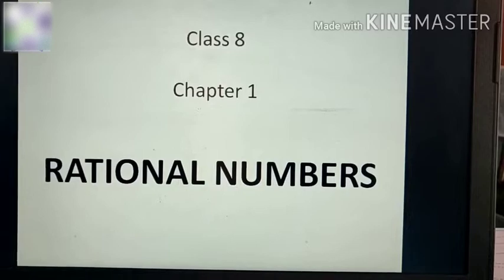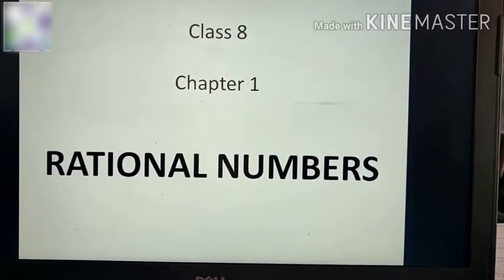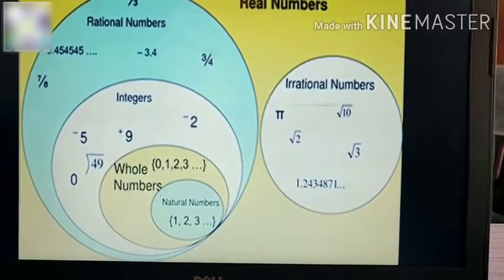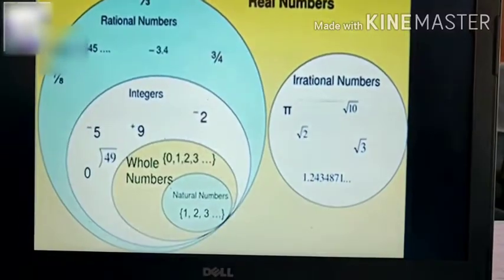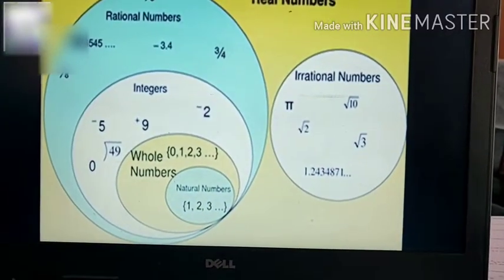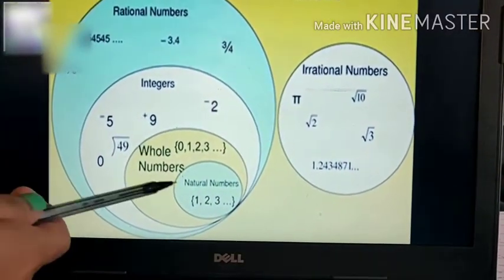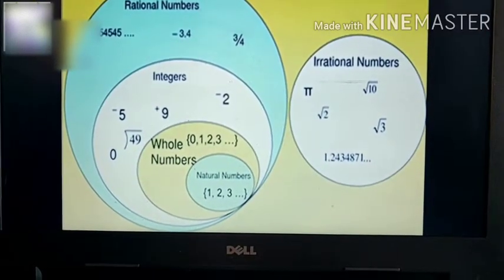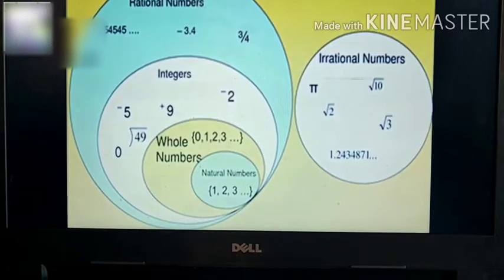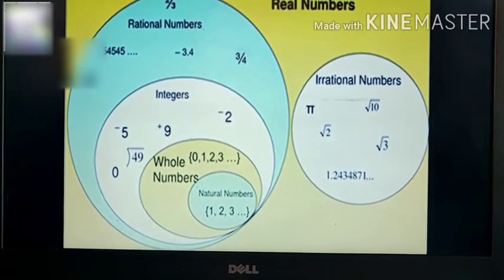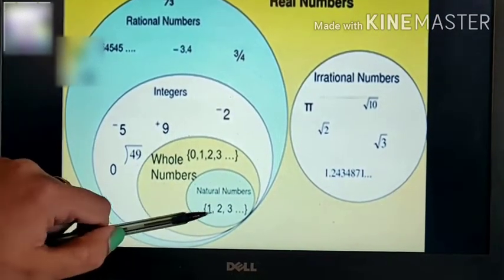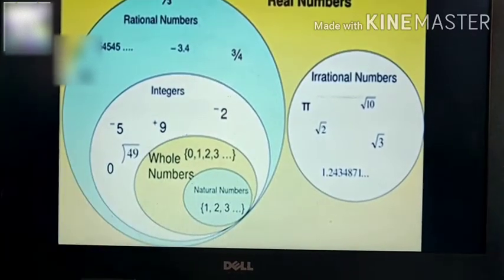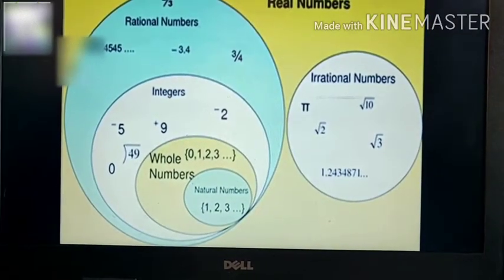Now let us start with class 8 chapter 1, that is rational numbers. So here is a diagram. It shows all the types of numbers. First one is natural numbers. What are natural numbers? You all know. All the countable numbers are called natural numbers. Counting starts from 1, so 1, 2, 3, 4 and so on. These are called natural numbers.